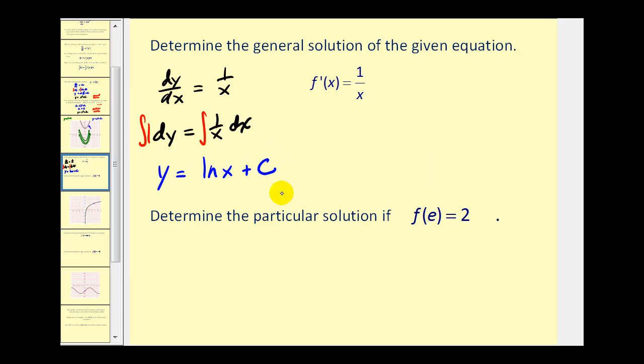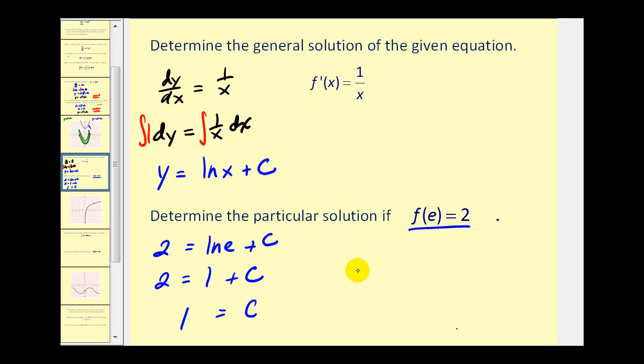Again, this is our general solution to this differential equation, but now we are given information to determine the particular solution. f(e) is equal to 2, so when x is e, y is equal to 2. And that'll allow us to find the value of c. So we'll have 2 equals natural log e plus c. Well, natural log e is equal to 1, so we have c equals 1, which tells us that our particular solution would be y equals natural log x plus 1.